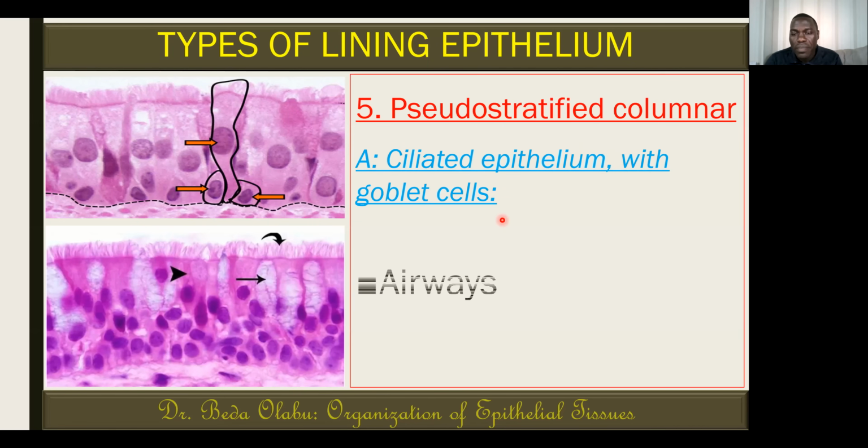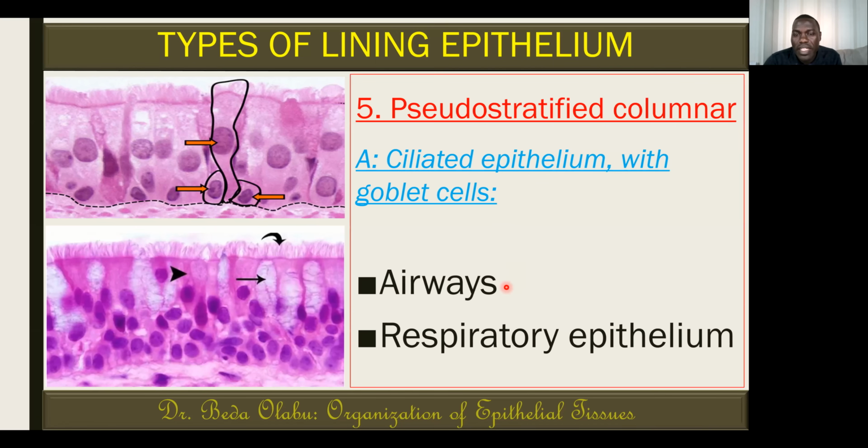This type of epithelium is unique to the airways. So you'll find it in the nasal cavity, you'll find it in the pharynx, you'll find it in the larynx, you'll find it in the trachea, basically the airways. For that reason, because this epithelium is unique to the airways, we call it respiratory epithelium. When we use the term respiratory epithelium, it specifically refers to pseudostratified columnar ciliated epithelium with goblet cells.